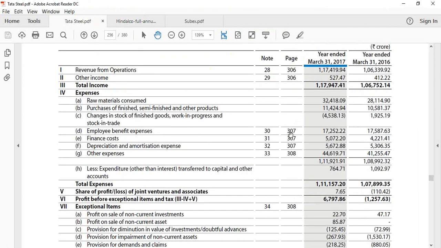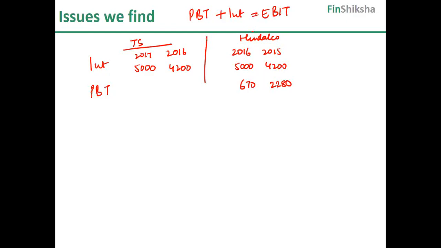And for something like Tata Steel, we can go to the P&L and look at what is the profit before exceptional items and tax. That's here. That's 6,797 or 6,800 crore. Last year they were actually in losses. So minus 1257, right? 6,800 minus 1250. I'll round it off. So let's write that. Here we are saying 6,800 and minus 1250.